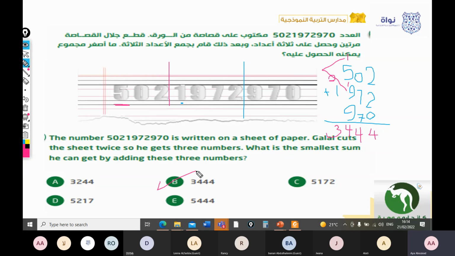Now you know why I choose these places to cut to get the smallest number. If I try with any one of them, I will get a number more than this. Okay? All of you understand?